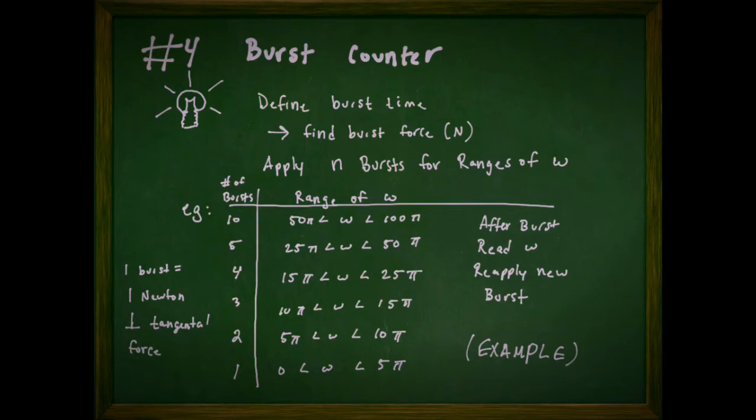So I don't know, say we had 10 newtons of tangential force for this particular frequency range. These are all just example numbers, but obviously we decrease the number of bursts the lower the angular frequency, and that way we could have time for the sensor to read after the burst and see what it's at. So we're not just dumping the whole time, but we send a burst, we correct a little bit, we read, and then we reapply another burst as needed. So that's just the idea there.